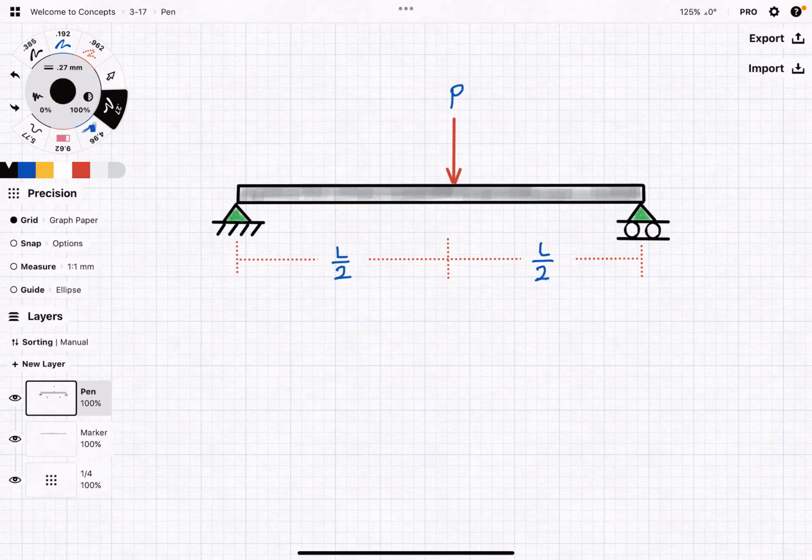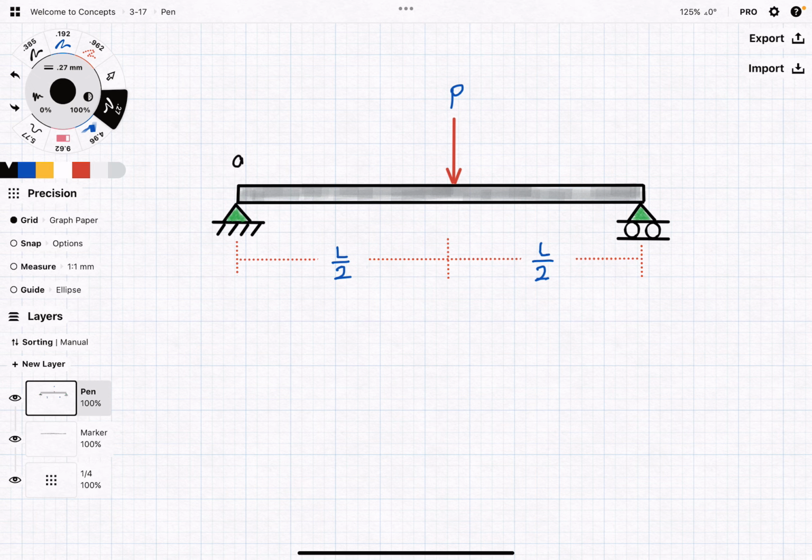Hello everyone. In this video I want to show you how to analyze a very simple beam. As you can see, we have two supports and a point load with intensity of P is applied. The length of the beam is also L, and everything here is about parameters.